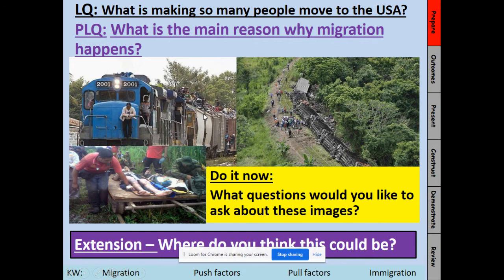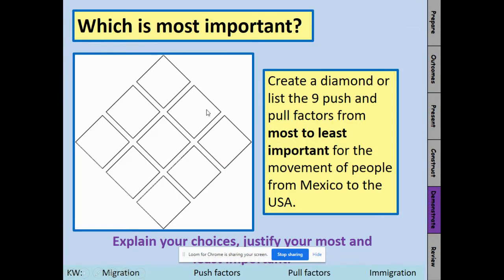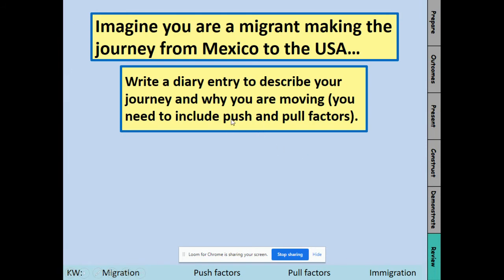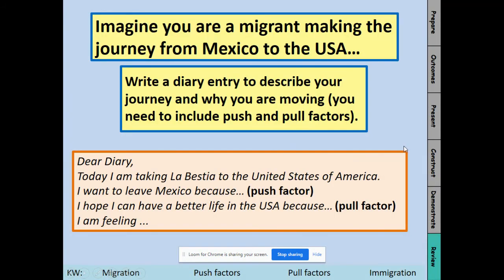In your diary entry, what did you think about? How did you feel? Why were you going? If you can cover the points about why you are going, the push and pull factors you've listed, this is a start that you might want to include.